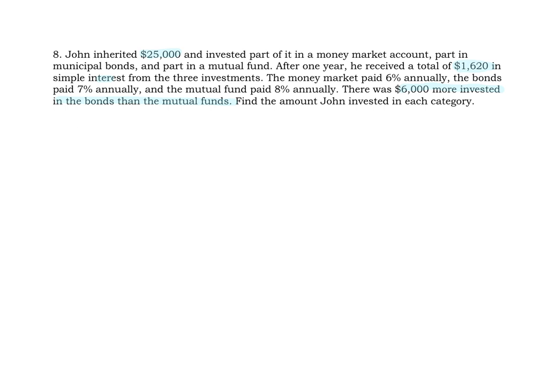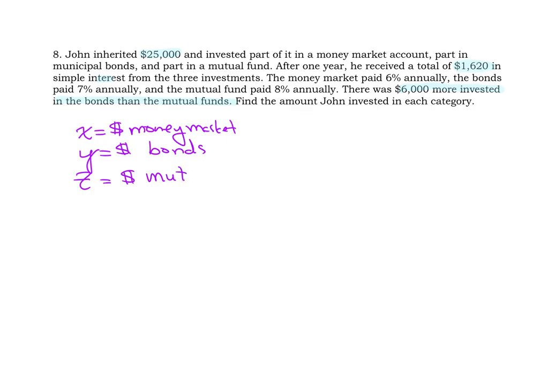So let's make X equal the money in the money market. Y equals the money in the bonds. And Z equals the money in the mutual funds. So I'm going to write the total of money he had. So money plus money plus money equals total money.